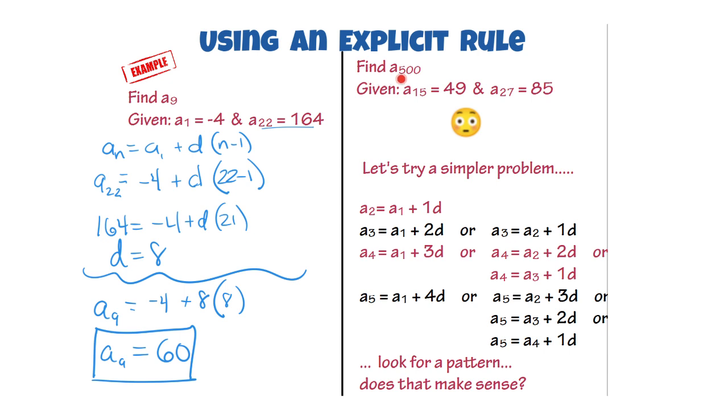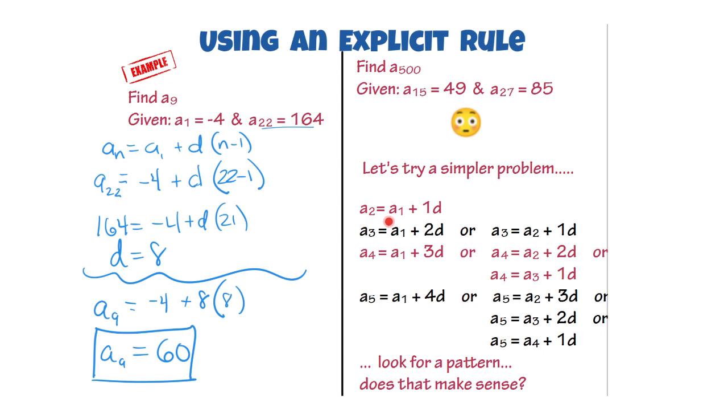And look at this. I'm looking for the 500th term. So definitely don't want to do a recursive situation. I want explicit. But what they're giving me is the 15th term and the 27th term, and I'm supposed to get to the 500th term. Now, I don't have the first term and I don't have the common difference. I know this will be a 499, but I'm missing these. So I have to come up with some way to know what one of those is.